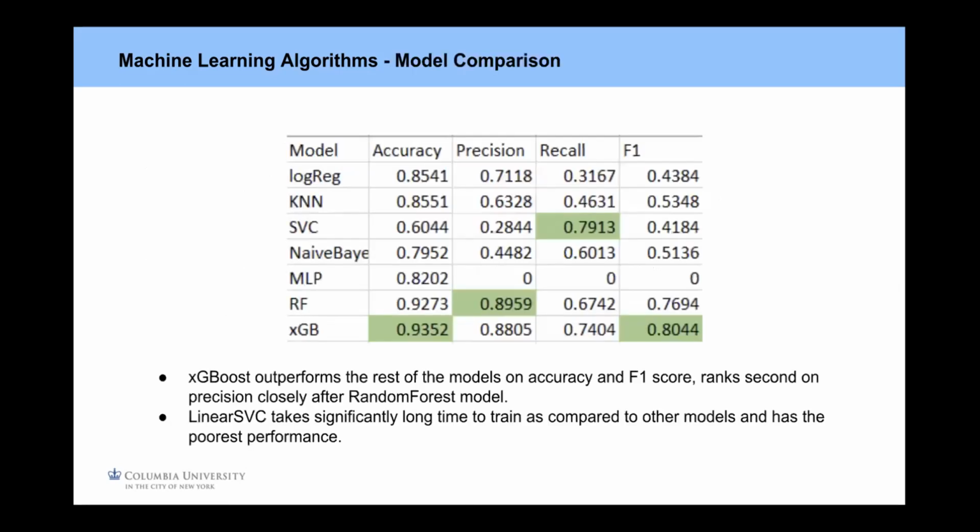Moving on to the next slide. In the model comparison, it was expected, but XGBoost outperformed the other models, especially for accuracy and F1 score. XGBoost also followed closely in second place to random forest in terms of precision, which is a very important metric in the financial fraud detection problem. Something we didn't expect was SVC taking a lot of time. Even in the results, the performance metrics were not up to the mark, and we would strongly advise not using it.